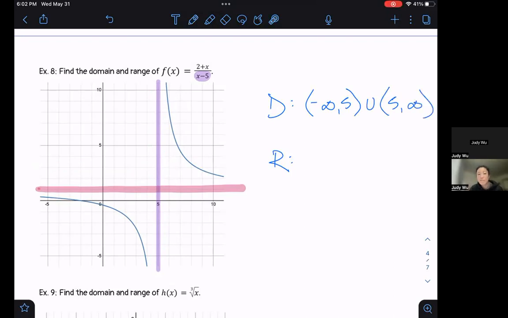Now, if we apply similar reasoning for the range and we scan up, we might realize that this pink line is the problem when we scan up, and that pink line is at 1. So it turns out our range is everything up to 1 and then everything after 1. And so we write negative infinity to 1 in union with 1 to infinity.